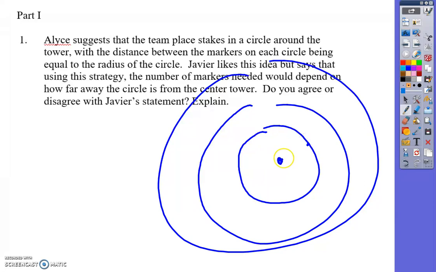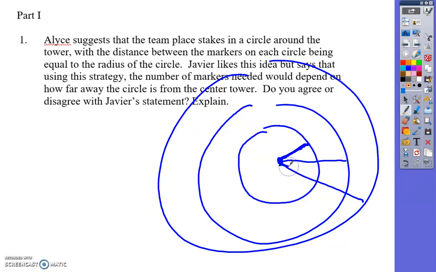And Alice's idea is that we use the radius as our unit of measure, and we go around each circle using the radius as the unit of measure. And granted, my outside circle is a terrible circle, but ignore that part. So, which means that the distance, the arc length, is going to change every time, because the arc length is always going to be equal to the radius of the circle.